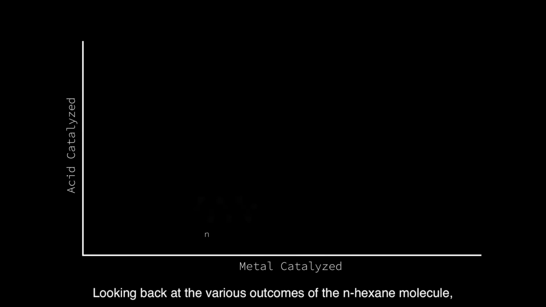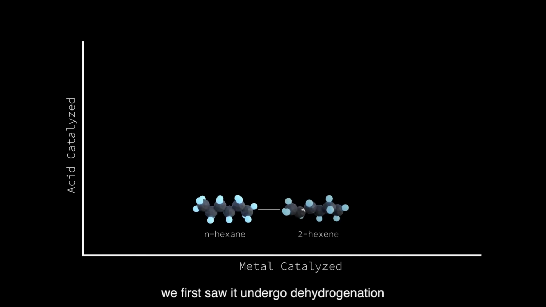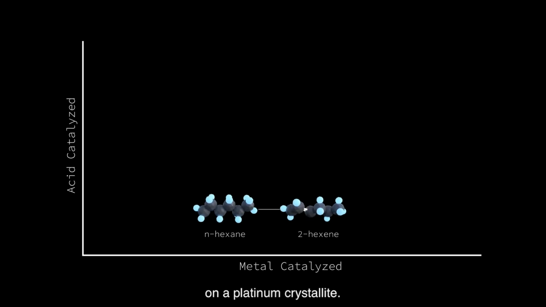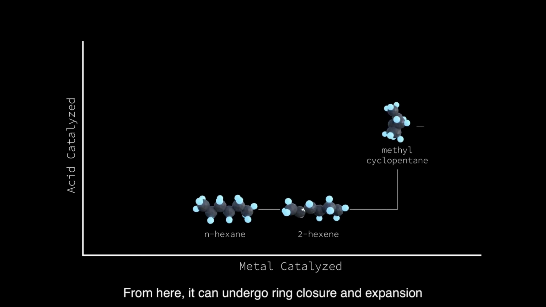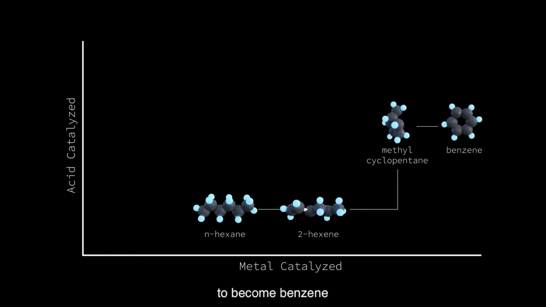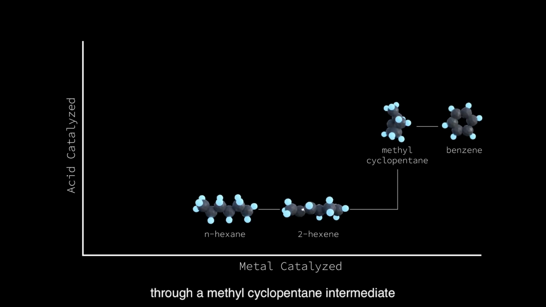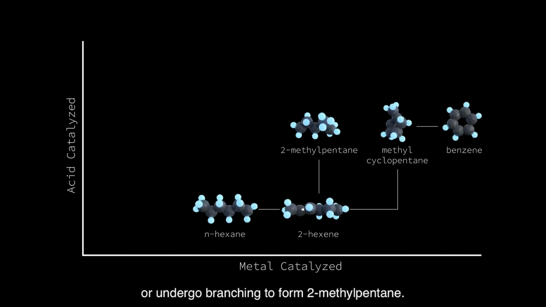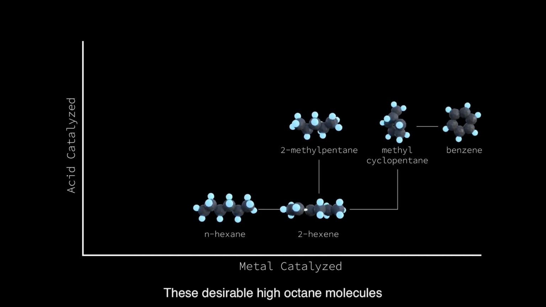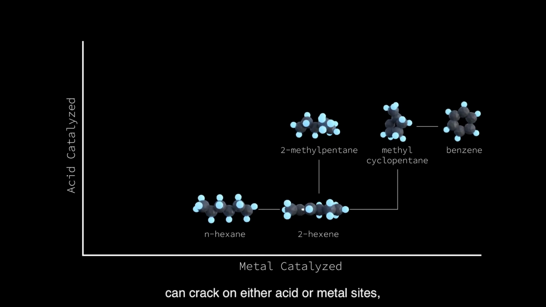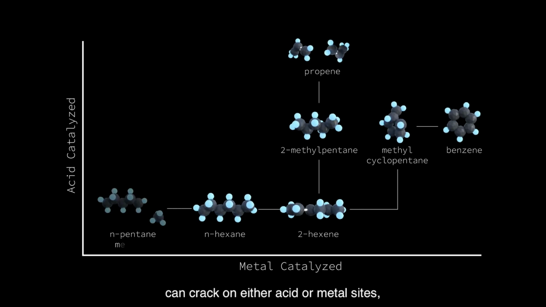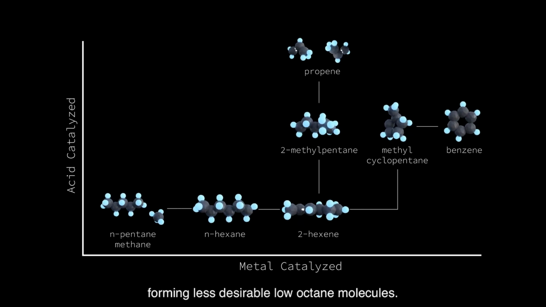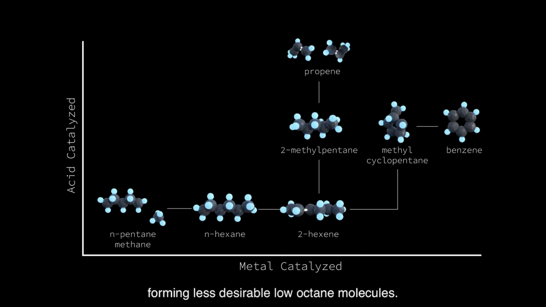Looking back at the various outcomes of the N-hexane molecule, we first saw it undergo dehydrogenation on a platinum crystallite. From here, it can undergo ring closure and expansion to become benzene through a methyl cyclopentane intermediate, or undergo branching to form 2-methylpentane. These desirable high-octane molecules can crack on either acid or metal sites, forming less desirable low-octane molecules.